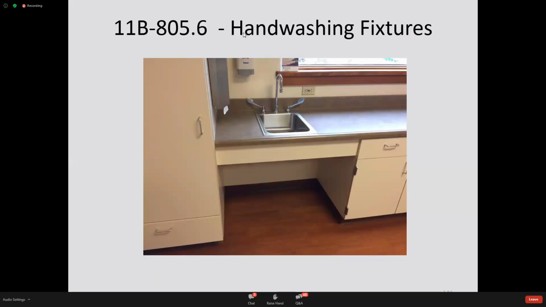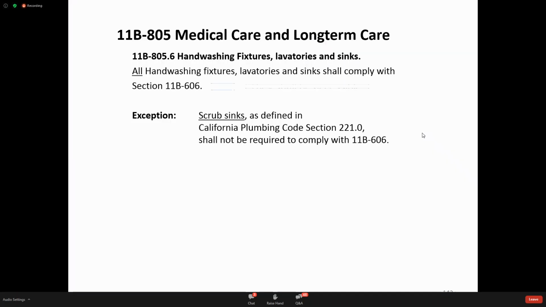So the 0.6 section here, 805.6, hand washing fixtures. I have to tell you folks, some of you have seen this presentation before. We drop down and do 30 minutes on this hand washing fixture thing. I'm not going to do that to you today. We're going to go a little bit lighter than that. So we have to start with defining. Here's the code section.